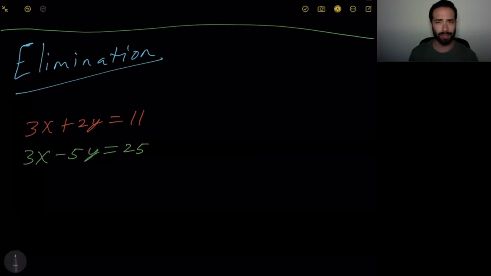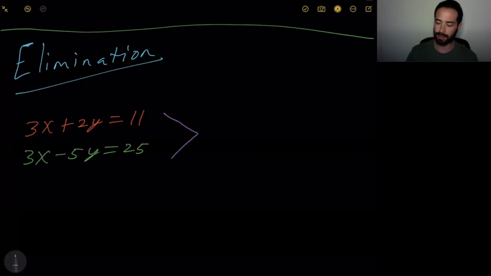3x plus 3x, well, that would give me 6x. 2y plus negative 5y, well, that will give me negative 3y. So nothing was eliminated there, so let's try the subtraction method.